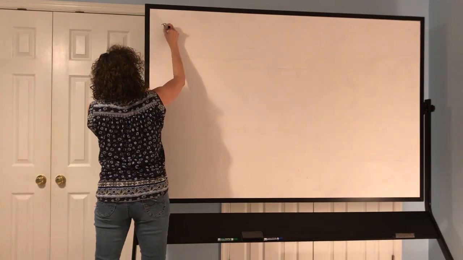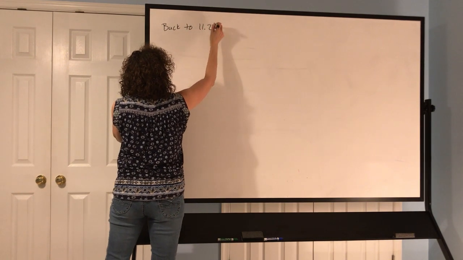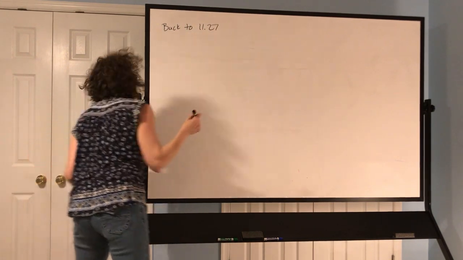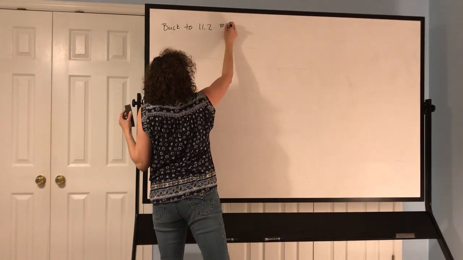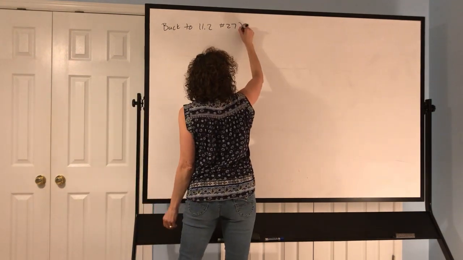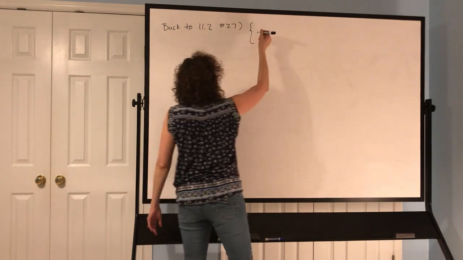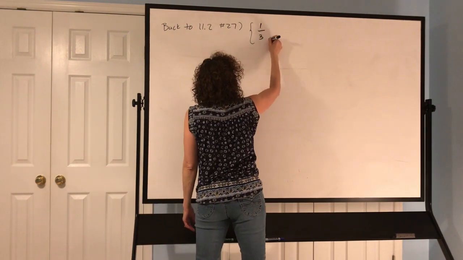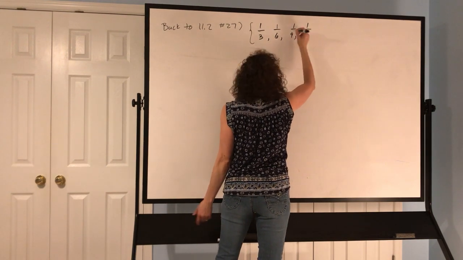Let's go back to our 11.2 number 27. We ended with this one, I believe. 11.2, number 27. Remember, they gave us this one, and we're just not even following the directions. We're just doing our own thing. This one was 1/3 plus 1/6 plus 1/9, plus one, or sorry, yeah.